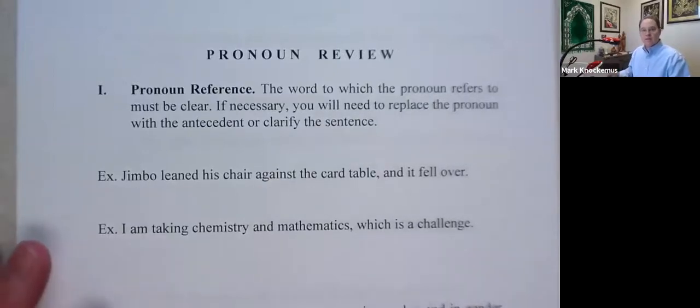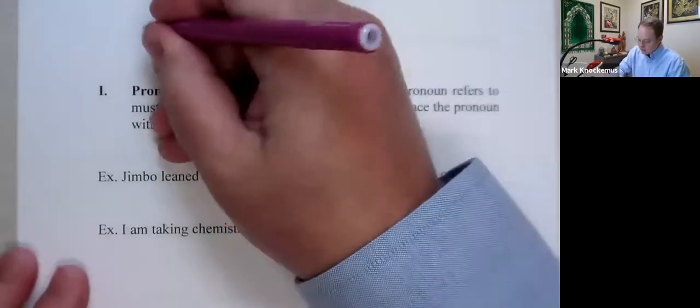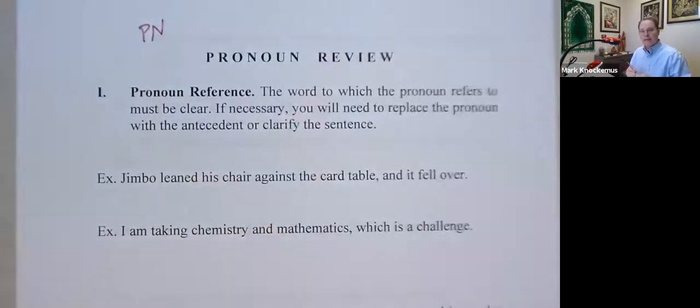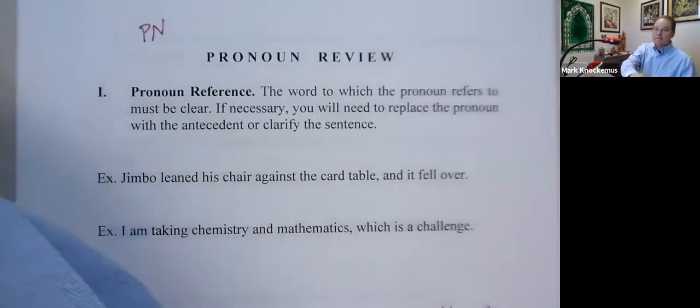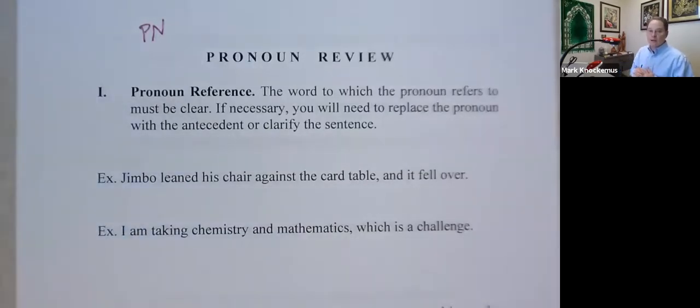In this lecture, we will review pronouns. There are some different parts with pronouns. There's pronoun reference, pronoun agreement, and pronoun case. Anytime you see the editing symbol PN, that means you made an error with pronouns. And these are fouls. Again, with fouls, they're very jarring to the reader. They should not be happening in college writing. Have to be really careful with your pronouns.